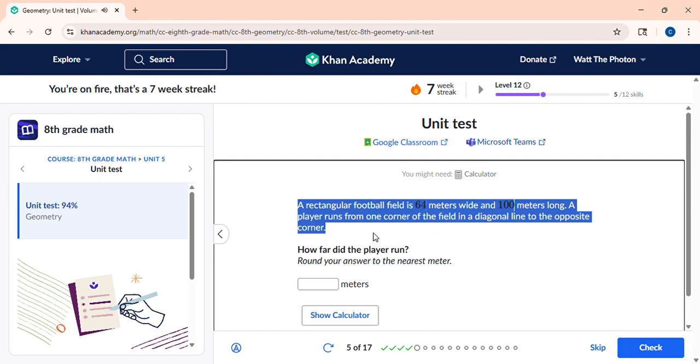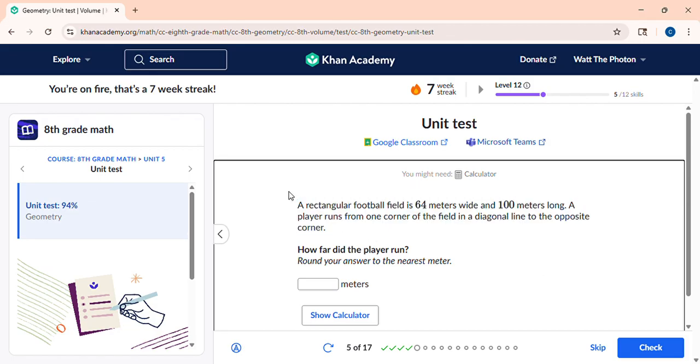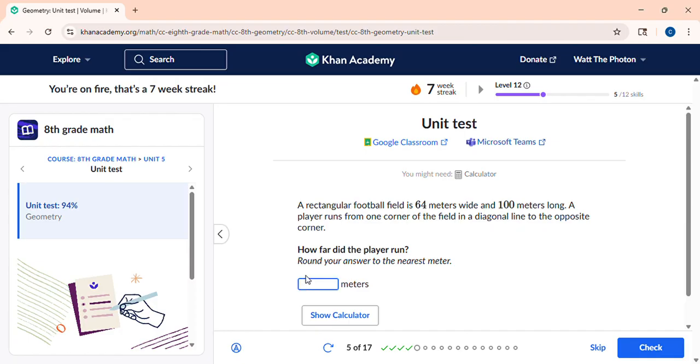A rectangular football field is 64 meters wide and 100 meters long. So that's a 10, 6, 10, and 8. So we have 10,000, 100 squared plus 64 squared. It's 118. Now to the nearest meter, it's 119.